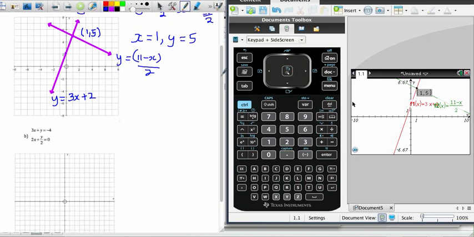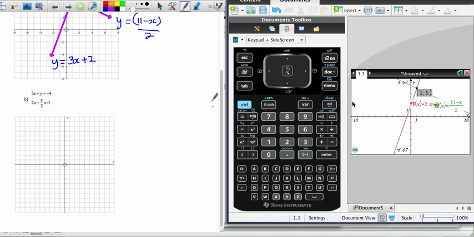What we'll do now is go straight on to the second example and begin by rearranging both of these into the form y equals. And so the first function is y equals minus 3x minus 4.